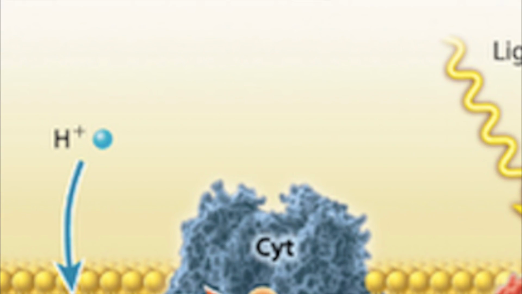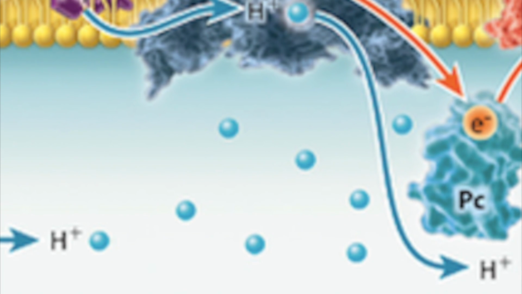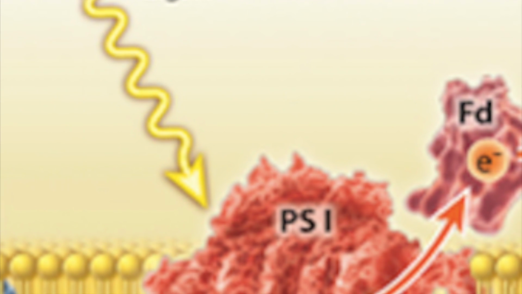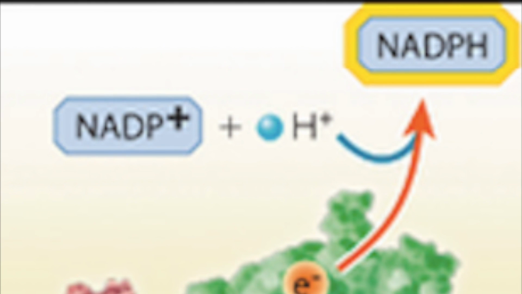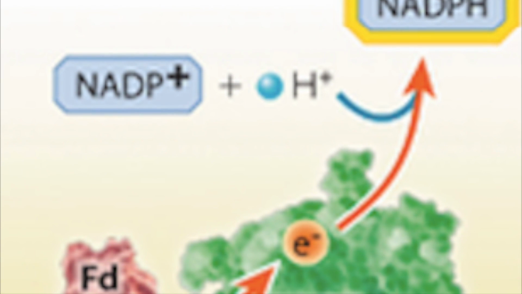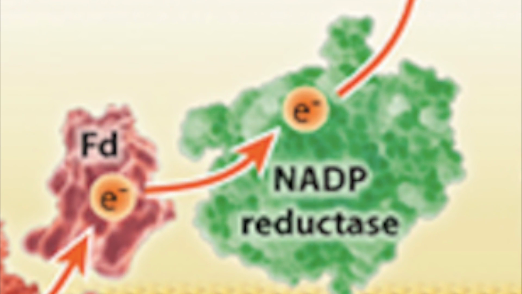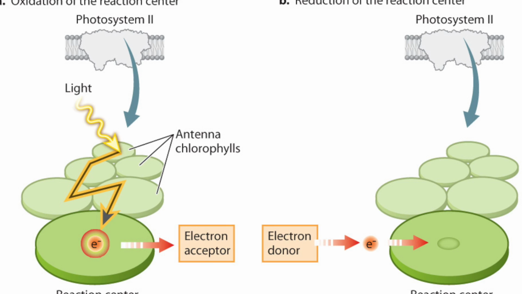The cytochrome b6f complex pumps hydrogen protons with the energy of the excited electron. When light hits the reaction center of photosystem 1, an excited electron is passed to ferredoxin. When ferredoxin passes the excited electron to NADP reductase, NADP reductase reduces NADP+ to NADPH. Electrons lost by photosystem 1 are replaced by electrons from photosystem 2.